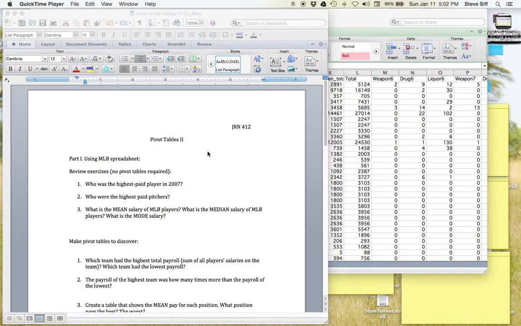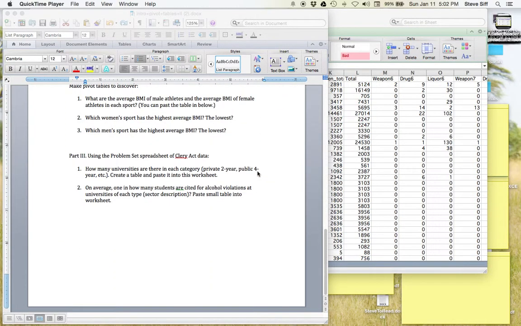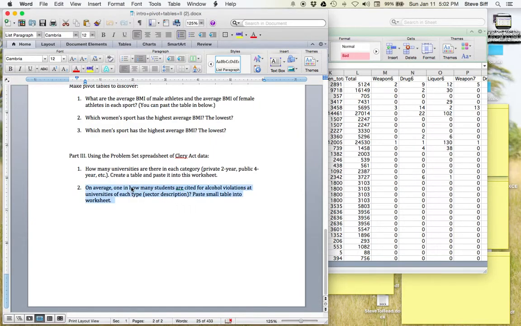I am now going to review the final problem on this worksheet, and by far the most difficult, I think, asking you to look at the Clery data and examine how many students were cited for alcohol violations at universities of different type, and using that sector description category to do that.